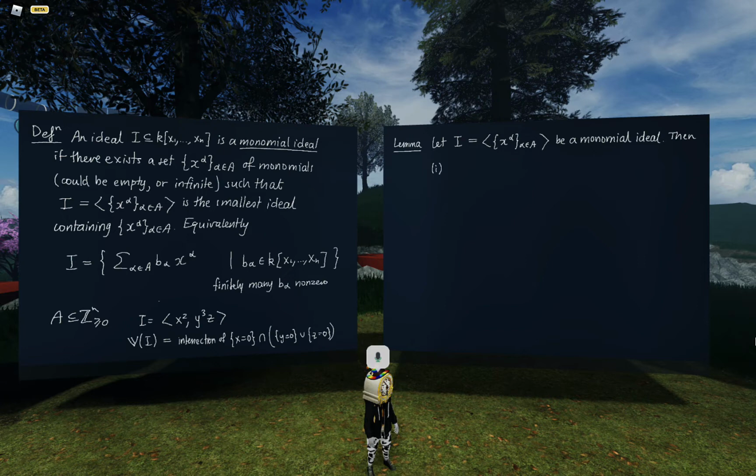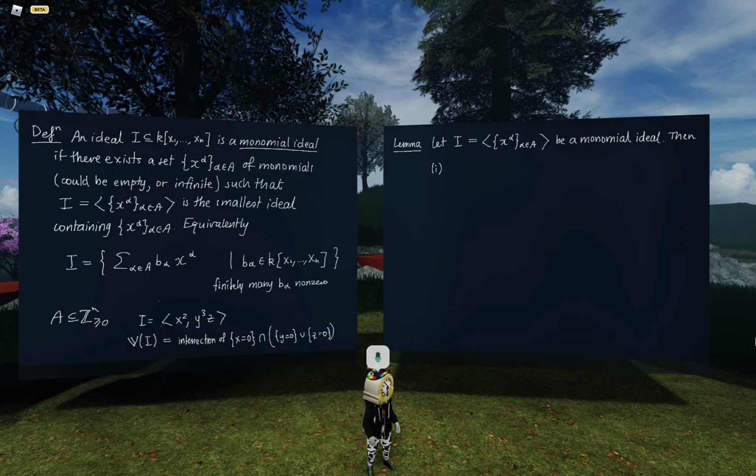Let me clarify something. Yeah, go ahead. So an example of a non-monomial ideal would have to be something like an interesting linear combination of monomials? Yeah, that's right. I mean, x plus y. The ideal generated by that would not be monomial. Okay, cool.